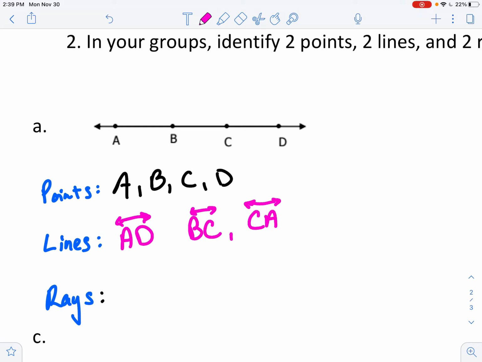You could also have rays. You could say BA is a really good example of a ray. Again, I'll name it BA. B is my starting point. Goes toward A. I'm always going to have it in this format, no matter what direction the arrow is pointing in my picture. BA is a good example. CA would be a good example of a ray. So CA works. AD could be a ray.